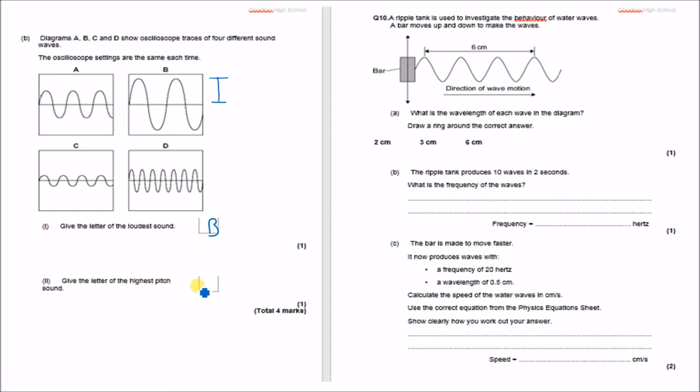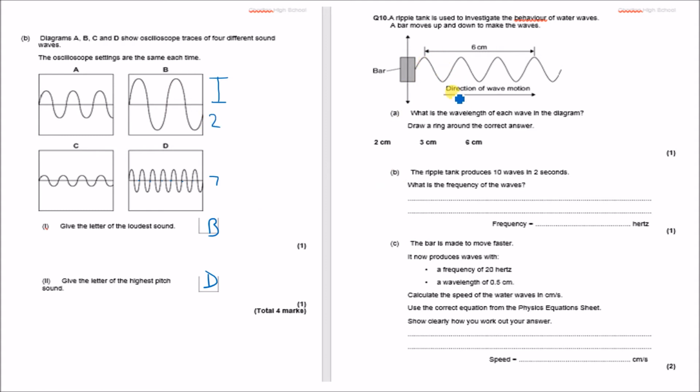Give the letter of the highest pitch sound. That is the one with the most waves per second. This one has got 1, 2, 3, 4, 5, 6, 7 waves per second. So the answer is D. Remember, this one would just have 1 wave, 2 waves per second.